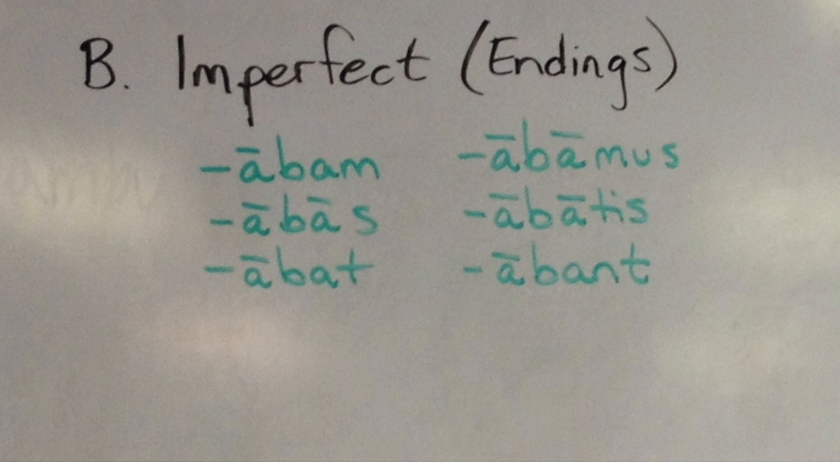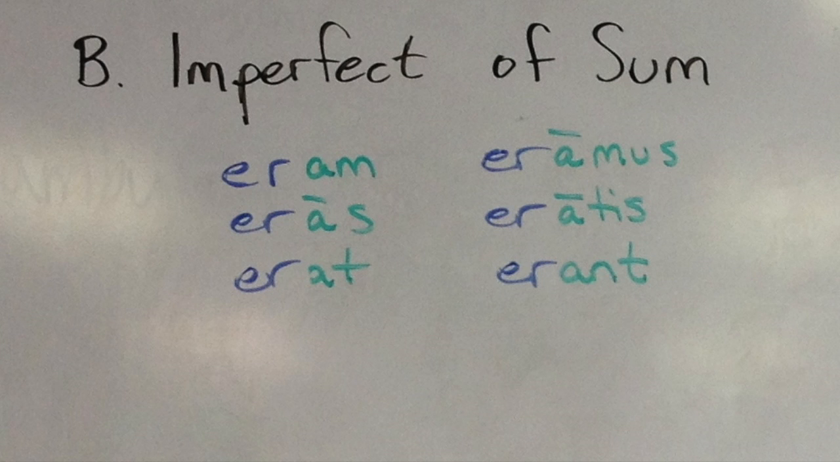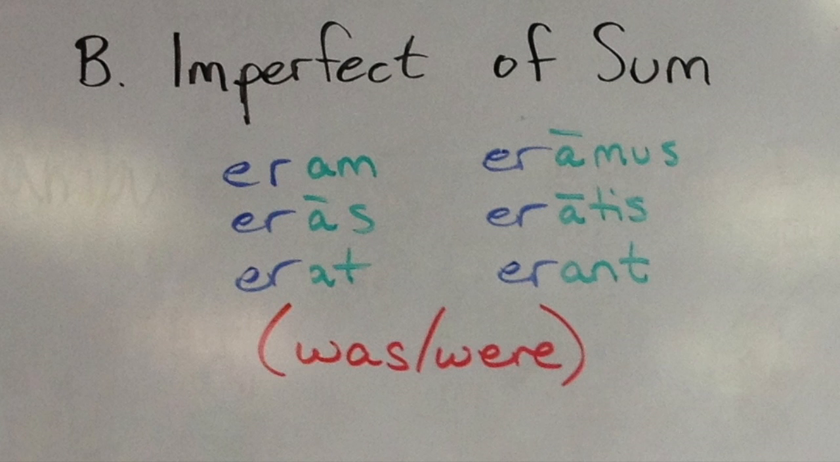So now we're going to write down the imperfect forms of sum. The imperfect forms of sum are going to look very, very similar to the imperfect endings for all other verbs. All we're going to do is erase the ab from the front of the imperfect endings and replace it with the letters er, giving us the imperfect forms of sum as eram, eras, erat, eramus, eratis, erant. And so all of these are going to mean was or were. So, I was, you were, he, she, or it was, we were, you were, they were.